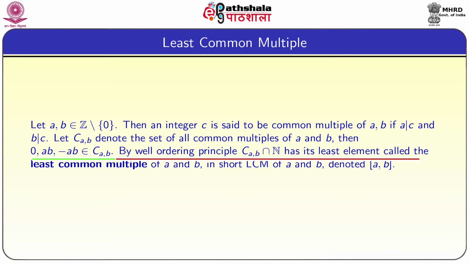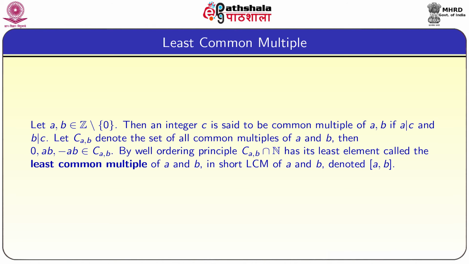So by the well ordering principle, C(ab) intersection N contains a least element. Why are we claiming that C(a, b) intersection N is non-empty? It is because we are assuming a, b are both non-zero. So at least one of ab or -ab is non-zero and positive. That is why C(ab) intersection N is a non-empty subset of the natural numbers. So we can apply the well ordering principle.